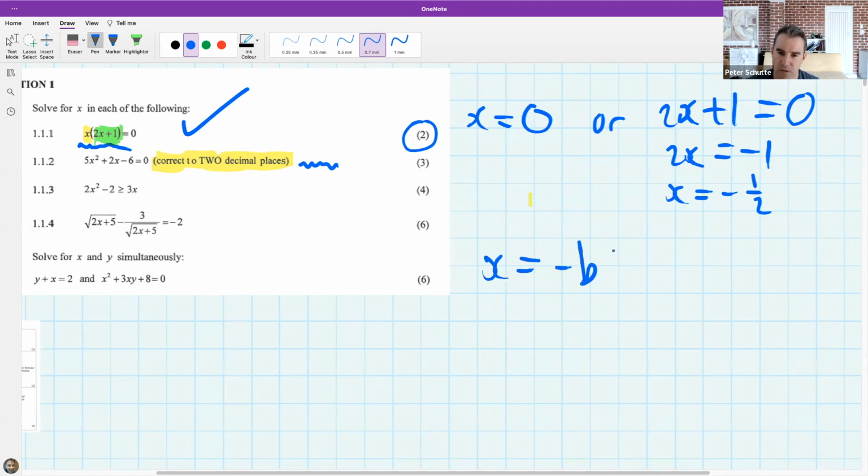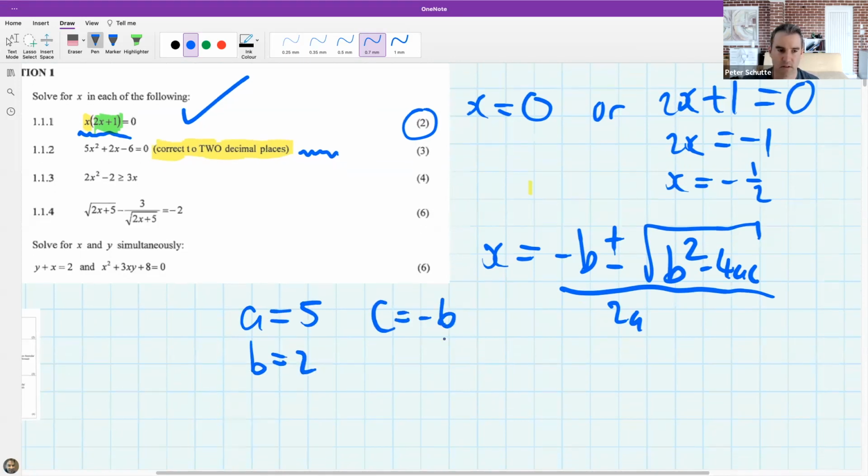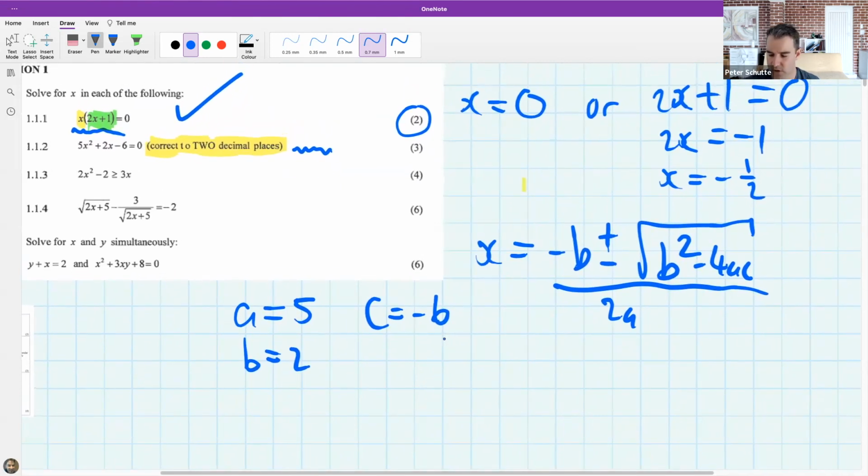So to help you with the second question, I'm going to put the quadratic formula on the board for you. The good news is this question is already in standard form. So we know that A is 5, B is 2, and C is minus 6. So let's see what answers we get for that. Can you work out the answers to this one?